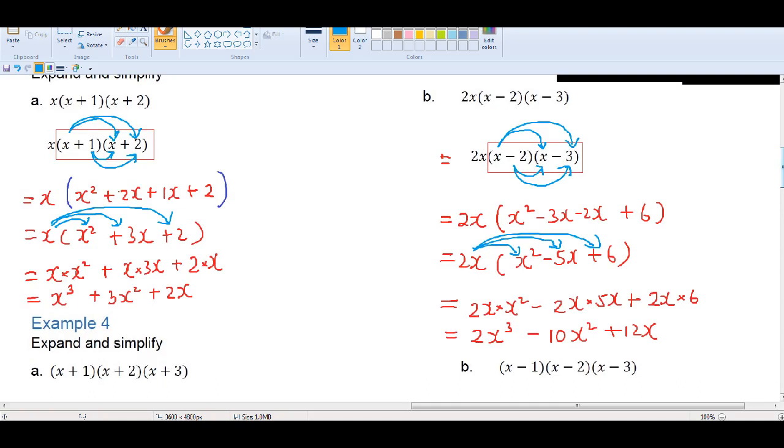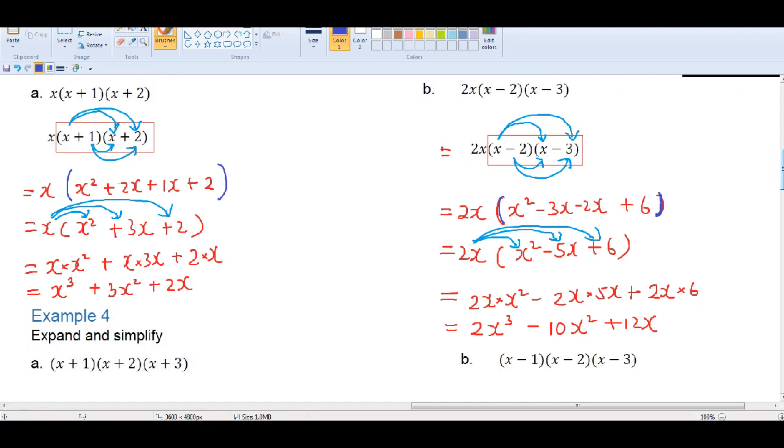First you need to expand the 2 brackets, and after you expand them using FOIL, you need to add a pair of brackets to separate them from that 2x. Then simplify the terms in the bracket, and then you multiply that 2x into the brackets for each of the terms. That's what we call the distribution law. Then you simplify again. Okay, should be no problem.